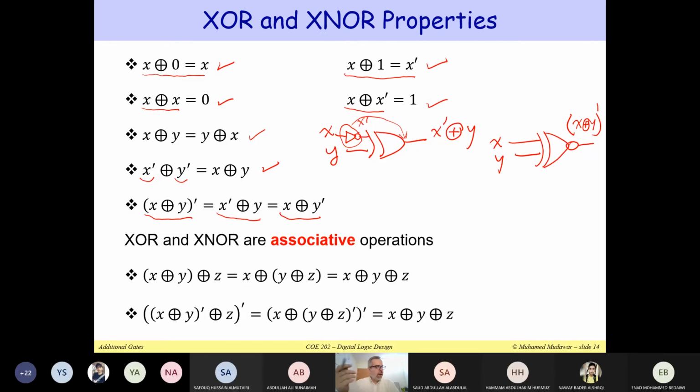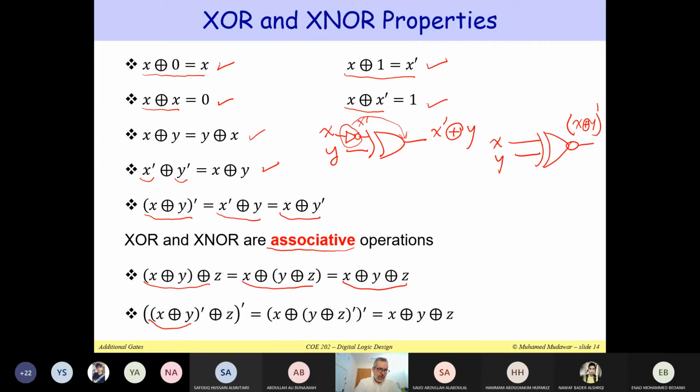The same thing can be said if Y is inverted. If you invert both X and Y, when you take the exclusive OR of X prime XOR Y prime, you will simply get X XOR Y. Now, the exclusive OR and the exclusive NOR are both associative operations. So when I say X XOR Y XOR Z, it's the same thing regardless of grouping. So therefore, we can just write it like this. It does not really matter in what order we do the XORing.